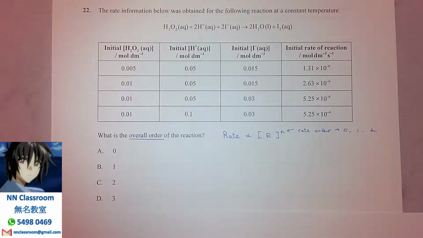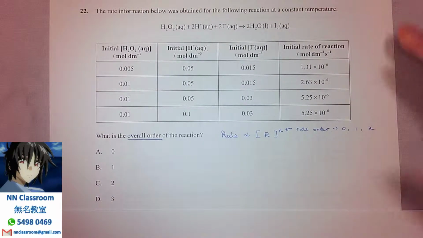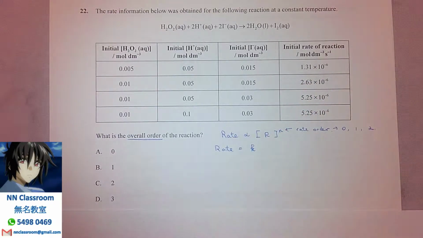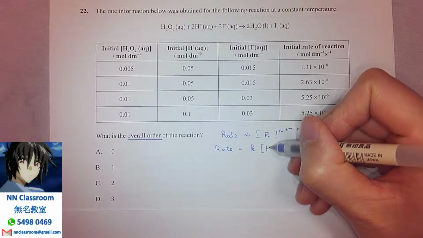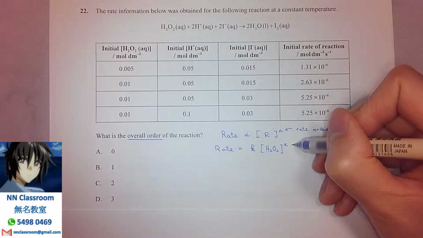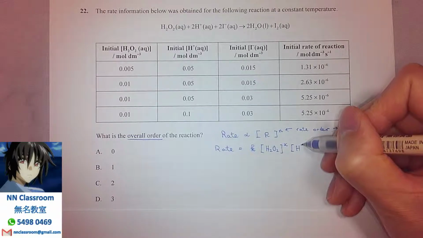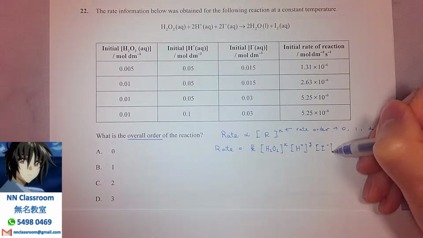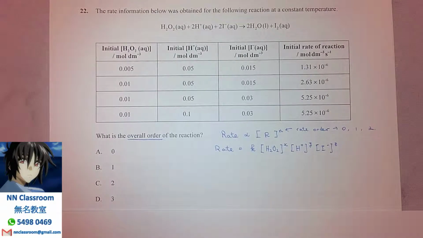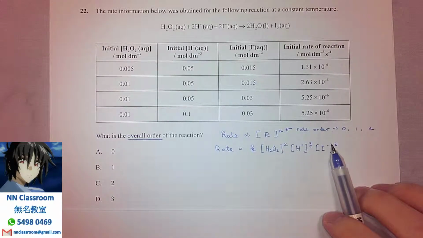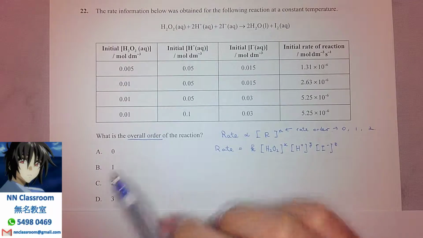Right? So in this case, based on the rate law, we first apply it and make it into a rate expression. So rate equals k times the first reactant, H2O2, to the power x, and then the second one, H+, to the power y, and finally the iodide, I-, to the power z, right? And what our task is really obvious: be able to find out x, y, and z, and add them up. That will be what we call the overall order, right?